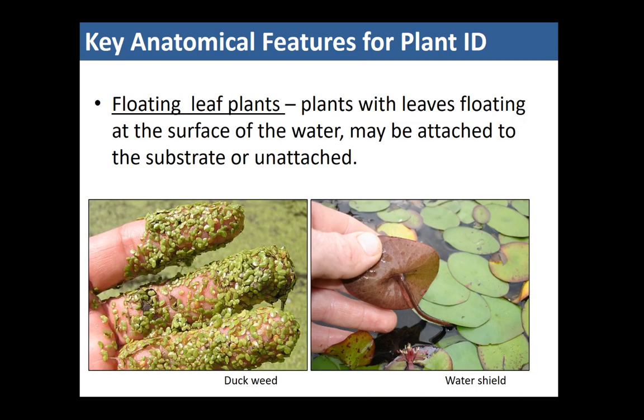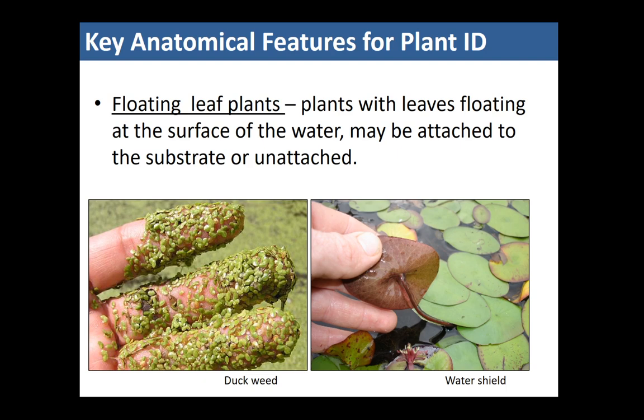Another type of growing condition for plants are what we call floating leaf plants, and these are plants that have leaves floating at the surface of the water. Now they can be still attached to the bottom and they can still have underwater vegetation, but the bulk of the photosynthetic material is floating on the surface of the water. And here's 2 common examples on this slide.